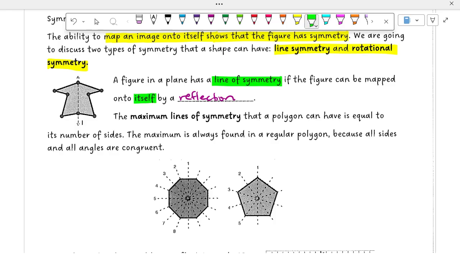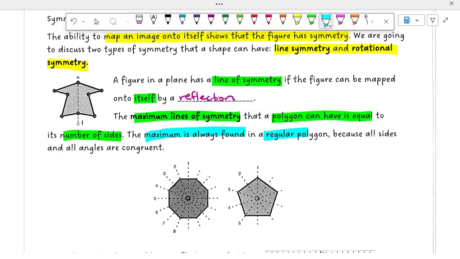Now, there could be more than one line of symmetry on a figure. So the maximum lines of symmetry that a polygon can have is equal to the number of sides. The maximum is always found in a regular polygon because all sides and all angles are congruent.